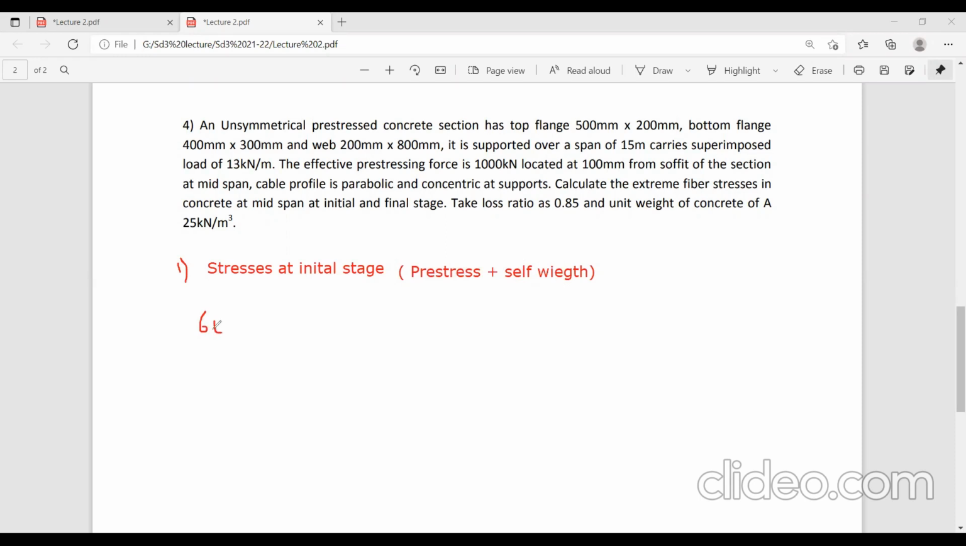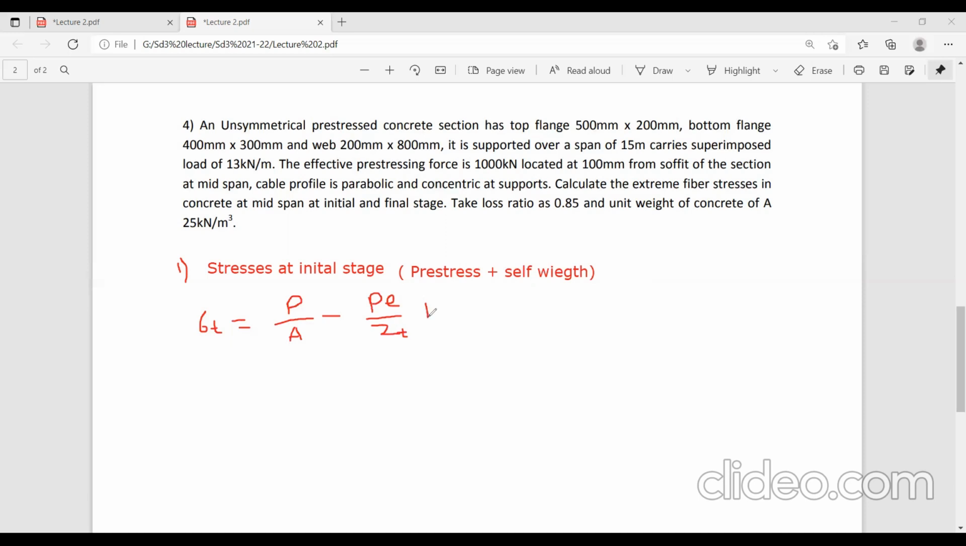sigma T is equal to top stresses. Here it is P by A, stresses due to pre-stressing force. At the top it is tension. That's why it is P by section modulus. Here the section is unsymmetrical, that's why we take section modulus ZT.